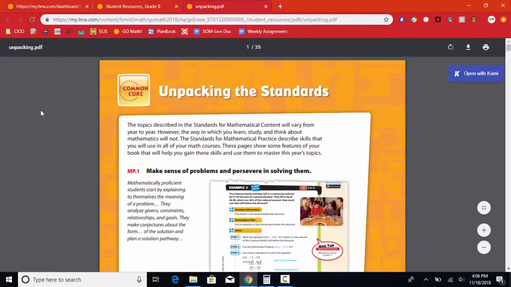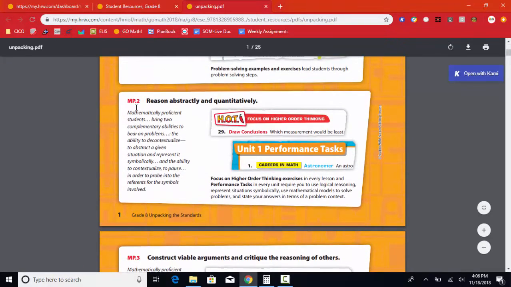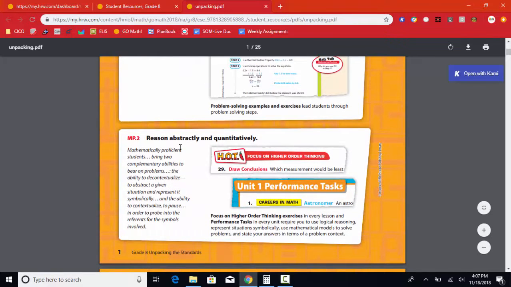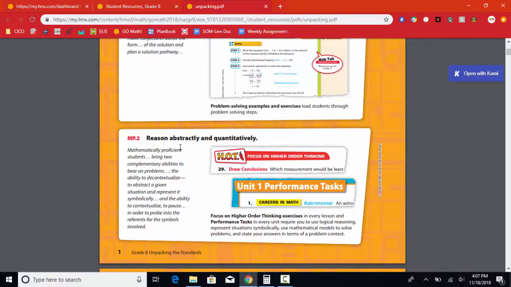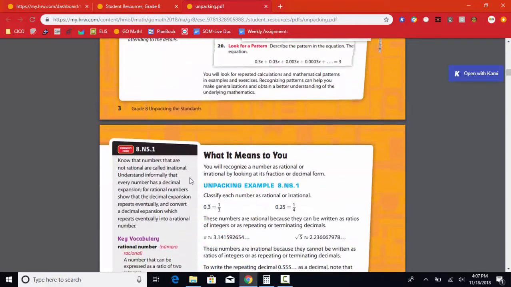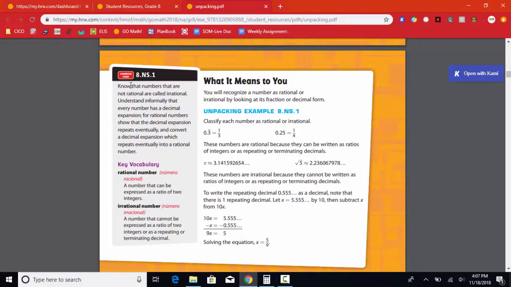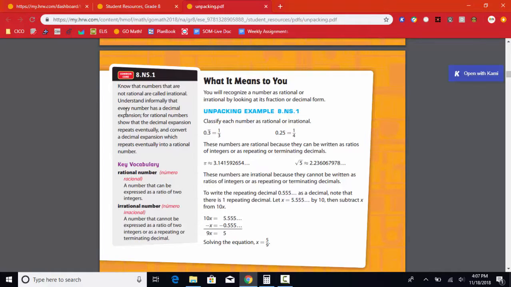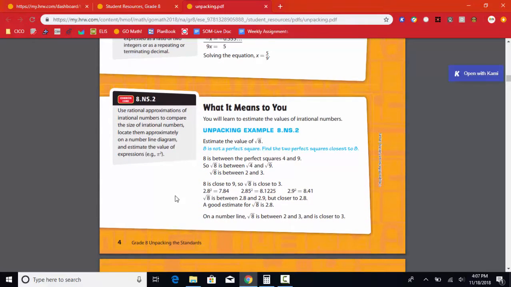If we click on Unpacking the Standards, it will tell you what the standards are for each unit. So if we look here, MP1, make sense of problems and persevere in solving them. MP2, reason abstractly and quantitatively, and so on and so forth. If you want to read exactly what each one of the standards are, they are in this spot here. Like this is the 8th grade number sense standard 1. Know that numbers that are not rational are called irrational. It tells you what the standard is, how it's applied, what we need to know, and the key vocabulary for this standard. There's so much information in just the standards alone.